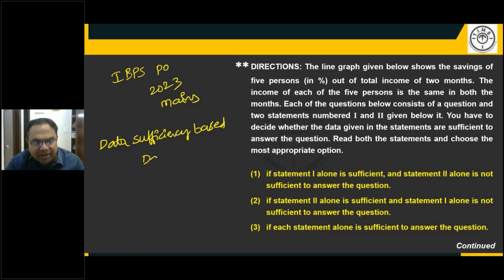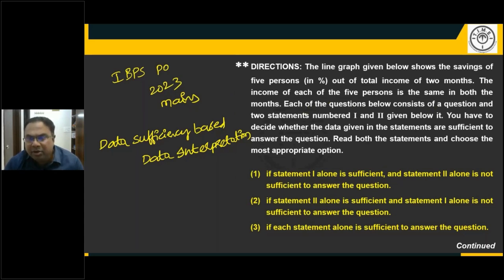DI set data representation is given. Questions are not simplification or finding out the values. The questions are of data sufficiency. The line graph given below shows the savings of 5% out of total income of 2 months. The income of each of the 5 persons is the same in both the months. A's income is A, in both the months it will be A. B's income is B, in both the months it will be B.